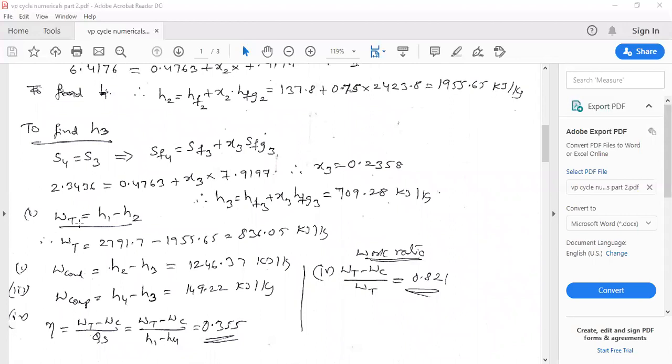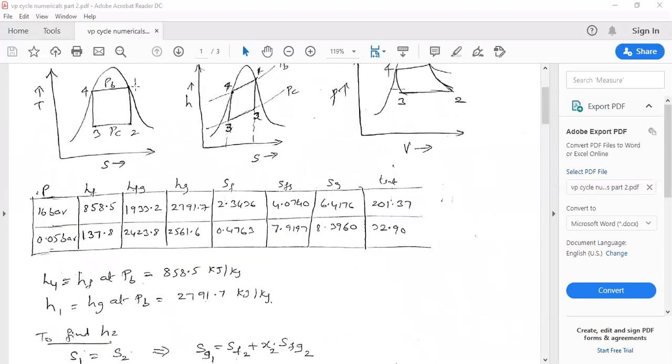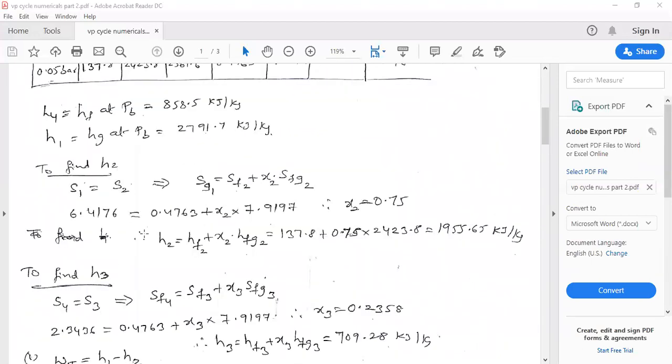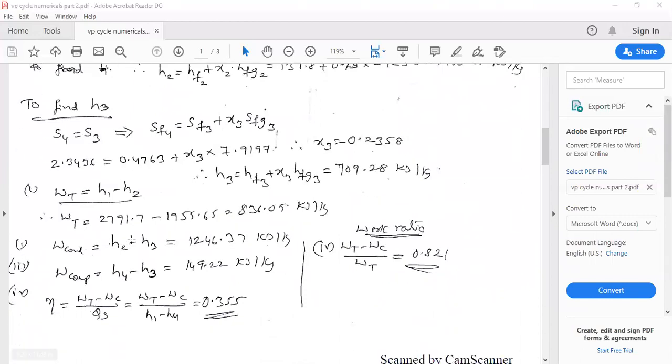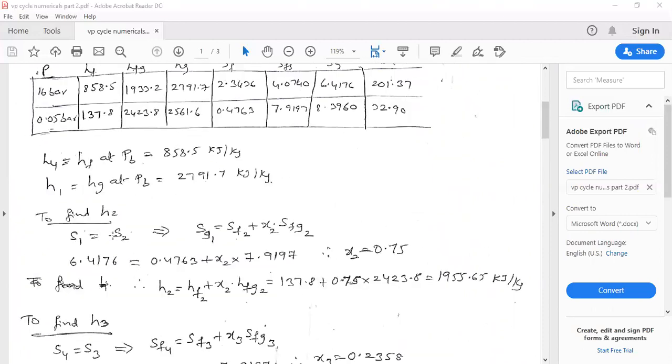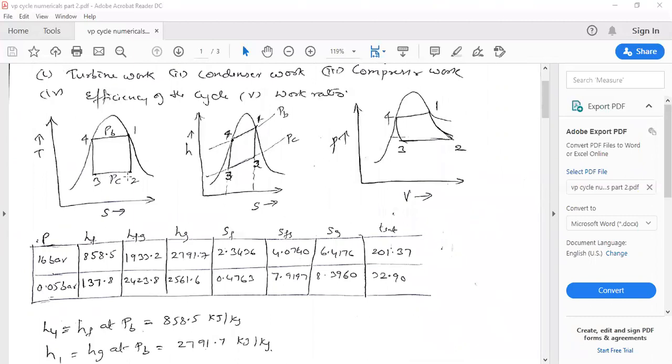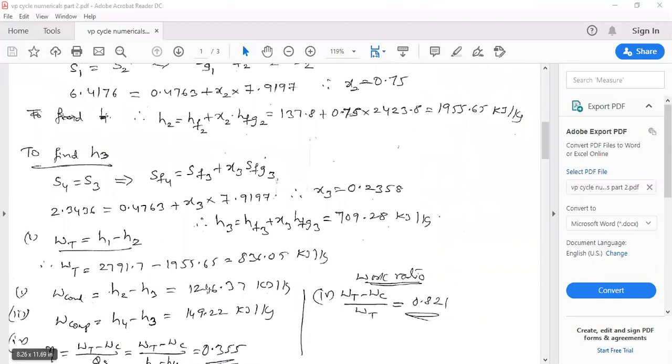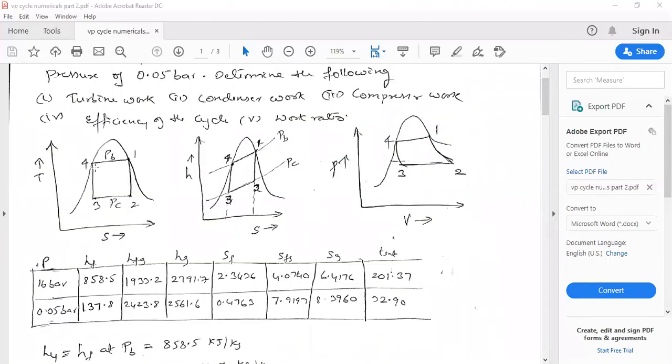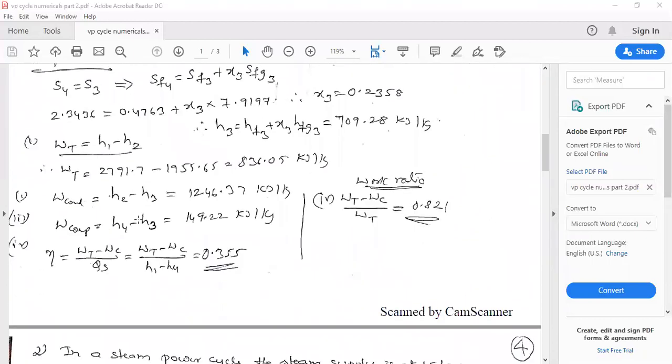Now solve one by one. First case is the turbine work. What is turbine work? H1 minus H2. Just substitute H1 minus H2 and you will get the turbine work. Next is condenser work. What is condenser work? H3 minus H2. What is compressor work? 3 to 4 is compression. So H4 minus H3 is your compressor work.